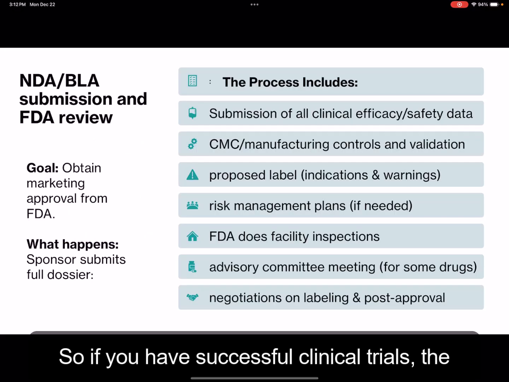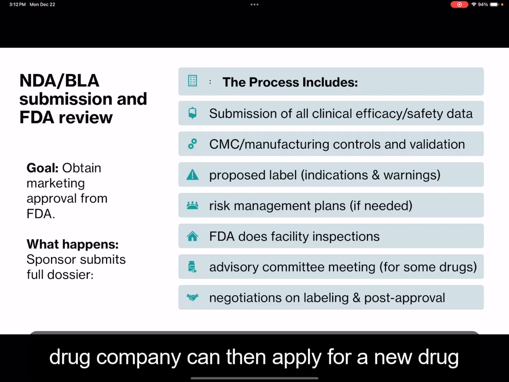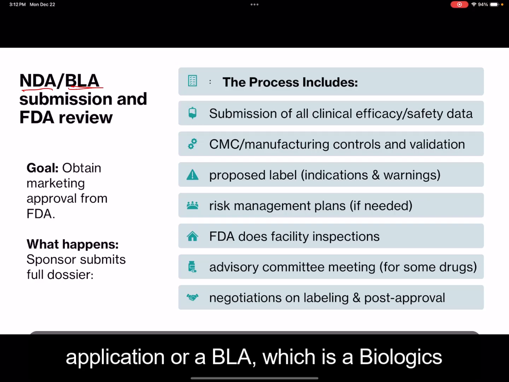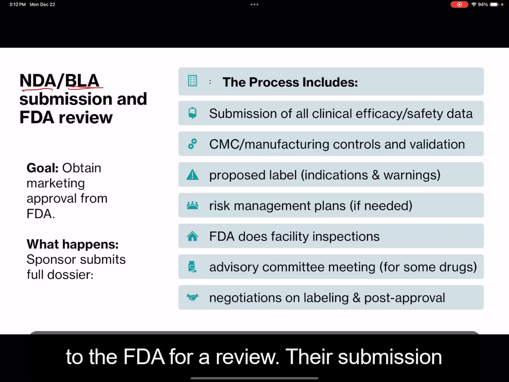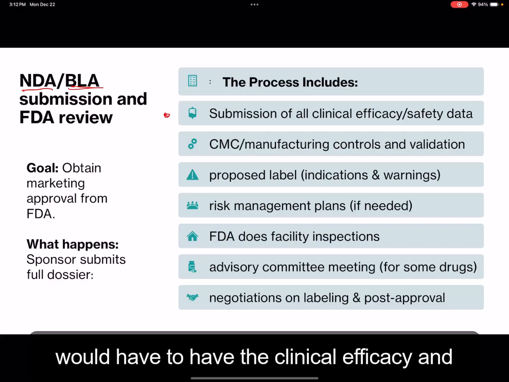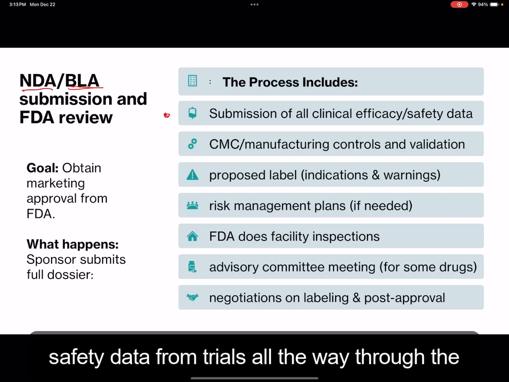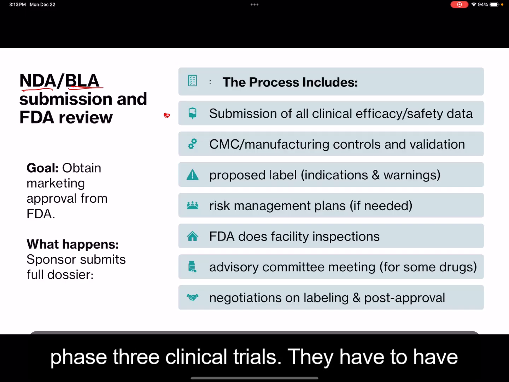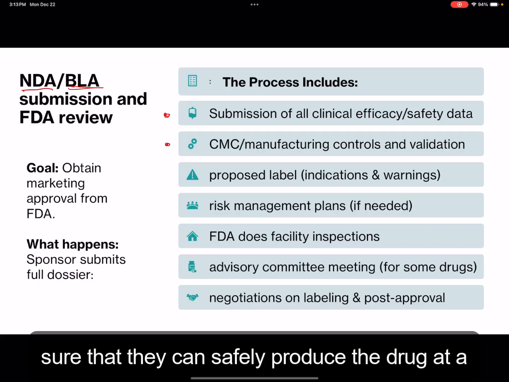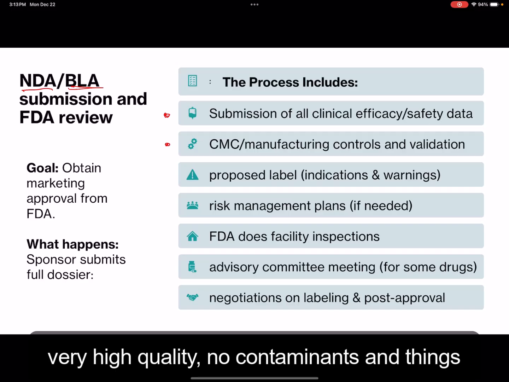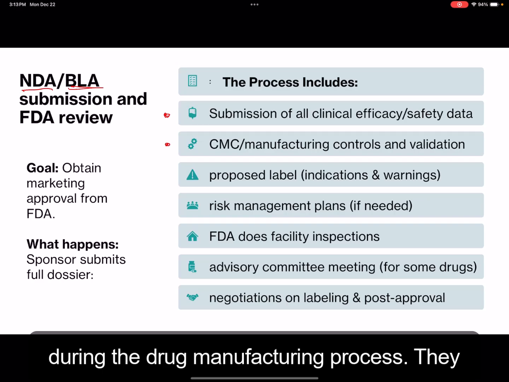So if you have successful clinical trials, the drug company can then apply for a new drug application or a BLA, which is a biologics license application, and they would submit this to the FDA for review. Their submission would have to have the clinical efficacy and safety data from their preclinical trials all the way through the phase 3 clinical trials. They have to have manufacturing controls and validation to make sure that they can safely produce the drug at a very high quality, with no contaminants and things during the drug manufacturing process.